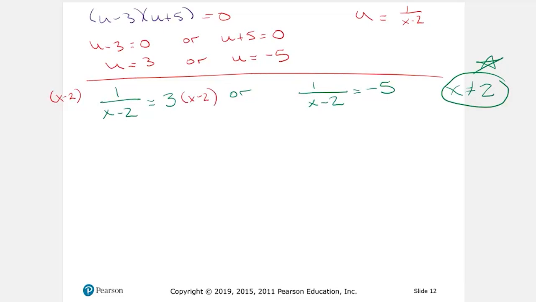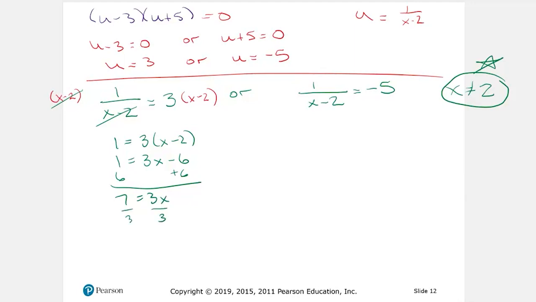When I do that, this x minus 2 cancels with this x minus 2, and I get 1 equals 3 times x minus 2. 1 equals 3x minus 6. I add 6 to both sides. I get 7 equals 3x. Divide both sides by 3. And I get x equals 7/3.